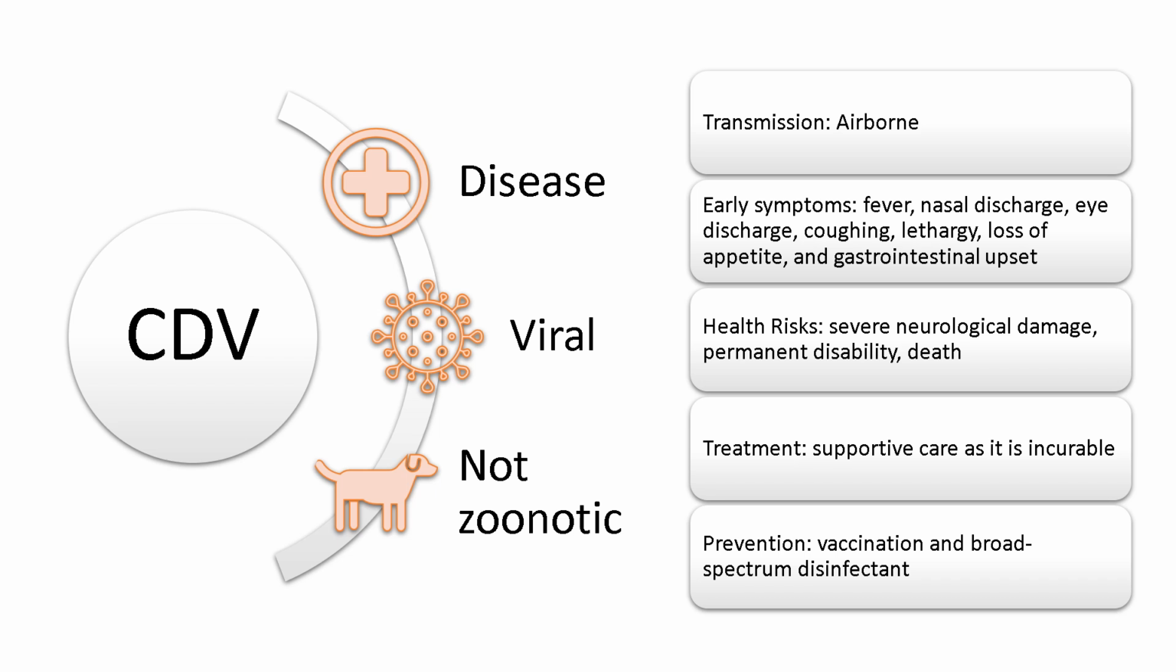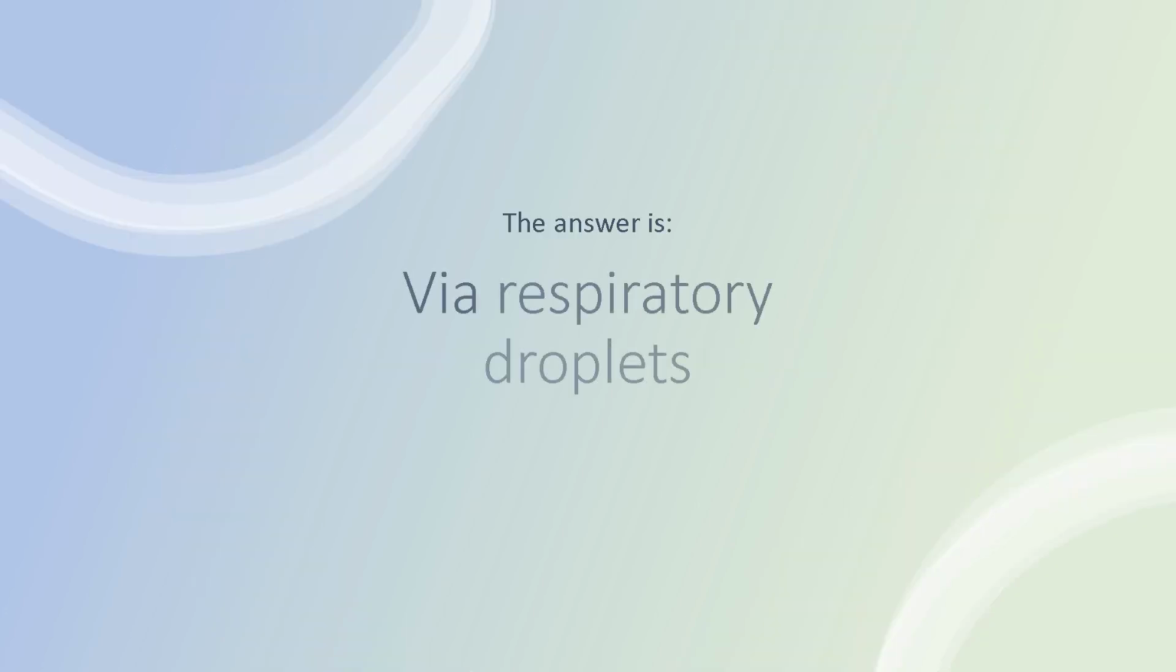At home or in a salon, infected animals should be isolated and all surfaces should be disinfected. Care should be taken to avoid stress, which can exacerbate the symptoms. Vaccination is the most effective prevention against distemper. Maintaining good hygiene practices and minimizing contact with unknown dogs, especially in public places, can help reduce exposure risk. Canine distemper is not zoonotic and does not spread to humans. How is CDV spread? Did you get it right? The answer is via respiratory droplets.